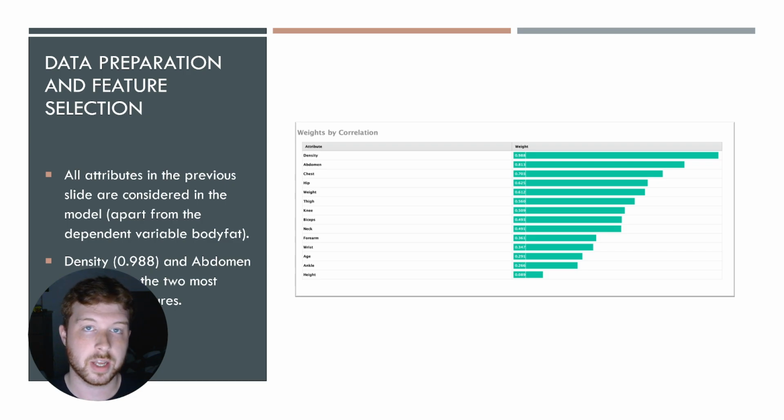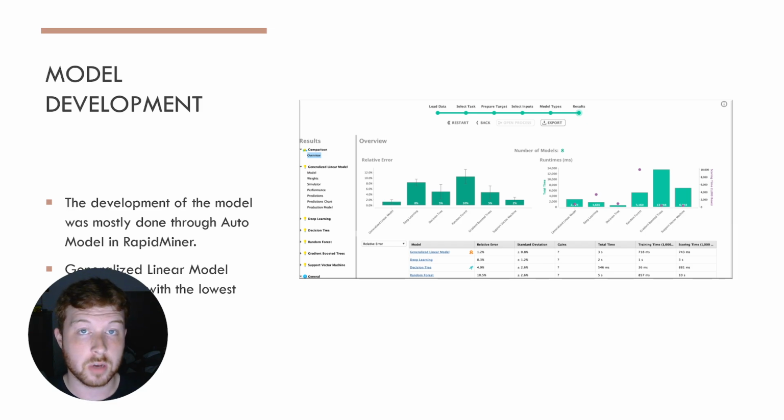Now that we have a greater understanding of what our data set is comprised of, we need to decide what data is included in the models, what should be left out, and what should be considered. So all attributes in the previous slide are considered in the model, apart from the dependent variable body fat, with density and abdomen being the two most important features. So how was the model developed and deployed in this instance? Well, it was utilized in a program called RapidMiner, which allows for the importation of large data sets, and those data sets are then able to be utilized and manipulated in different ways to generate different graphics and gain further insight than the raw data would suggest.